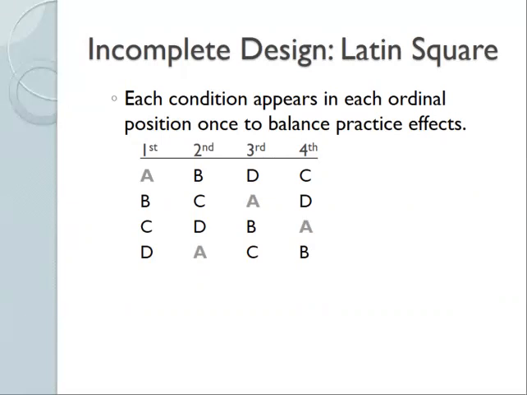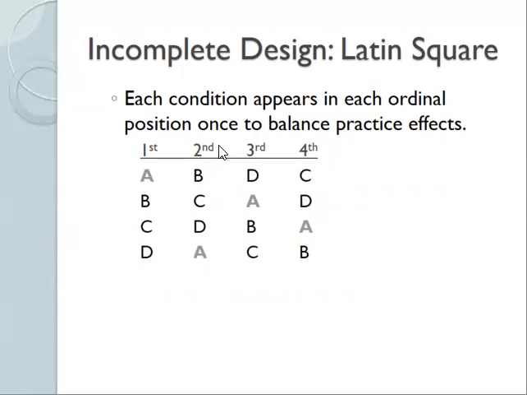For a Latin square, each condition appears in each ordinal position once to balance practice effects. Okay, so this is with 4 conditions, and this is the order. Obviously, the conditions are A, B, C, D, and this is when A comes first, second, third, and fourth. Now, I'm not going to ask you to redesign a Latin square. What I'm going to ask you to do is say, here's an experiment that has 4 different conditions. Tell me which condition is A, B, C, and D, and tell me what order they should be presented in. So right now I'm just explaining how the Latin square is designed. And again, you won't have to design it. You'll just need to apply it to a given experiment.